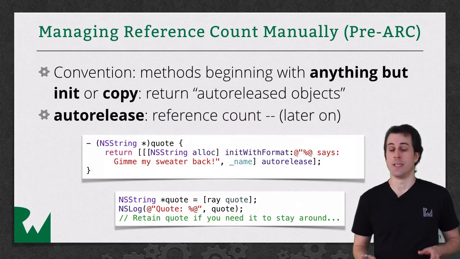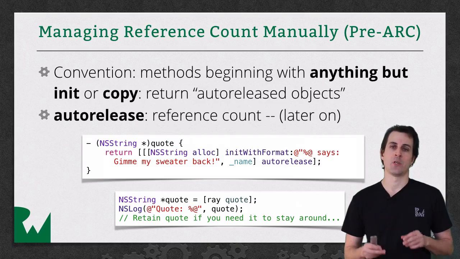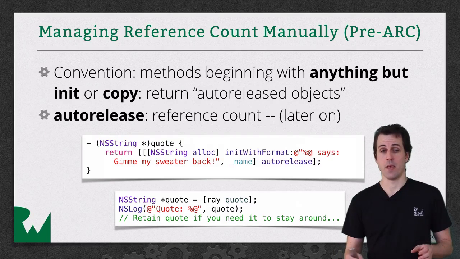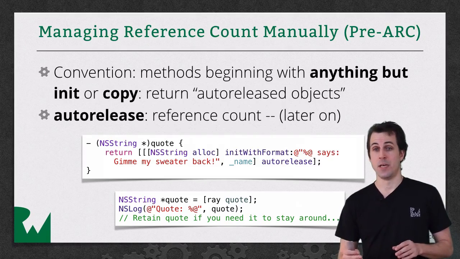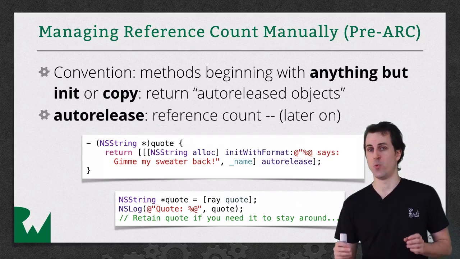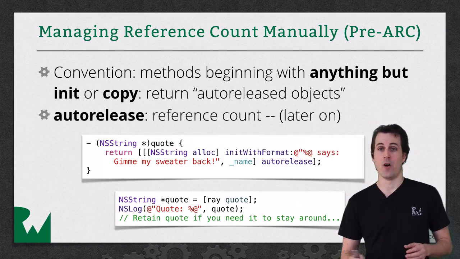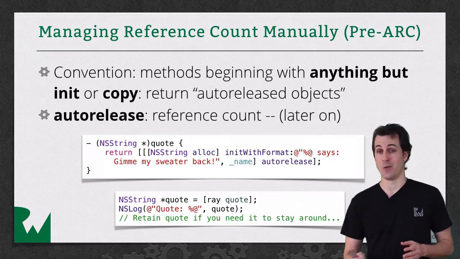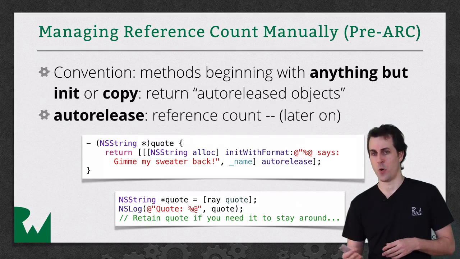Okay, another convention is any method that you call that does not begin with init or copy is going to return something called an autoreleased object. An autoreleased object means right now the reference count is 1, but a little later on I'm going to decrement that reference count by 1. Specifically, later on means when the autorelease pool is drained. Typically that is at the next iteration of the run loop, although you can insert code to manually make that happen, so it's not guaranteed to be then. Just think of it as later on, outside of my current scope that I'm executing in.